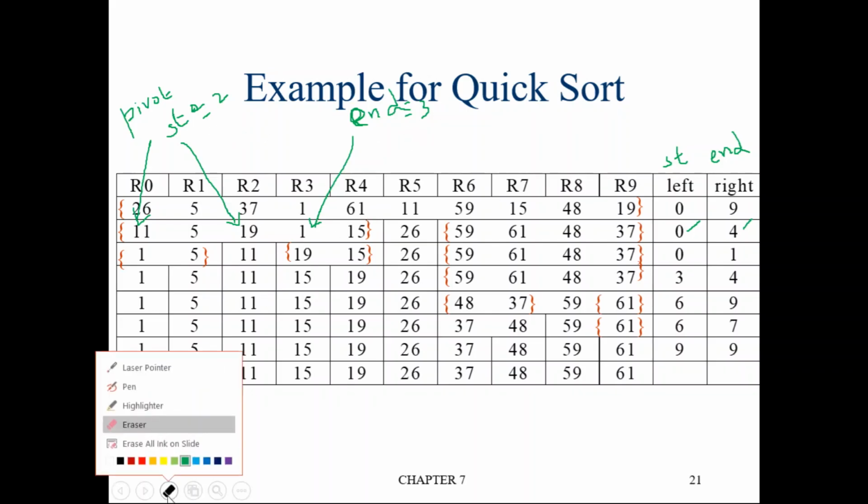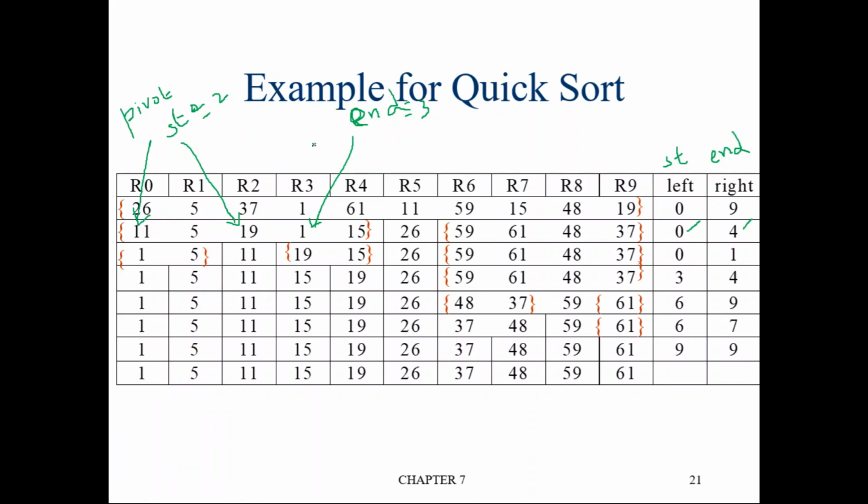If start is less than end, then what should we do? Just swap the element at the start location and the element at the end location. These two will be swapped. So 1 will come here and 19 will come here. Previously wherever 19 was, we will now have 1, and previously wherever 1 was, we will now have 19. Okay, fine. Now continue the process from where we left off.